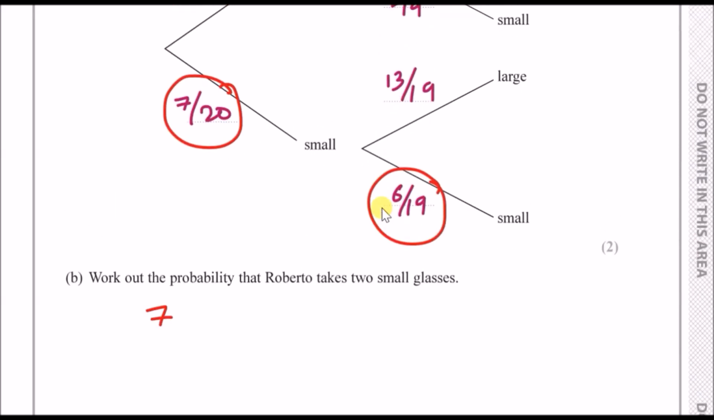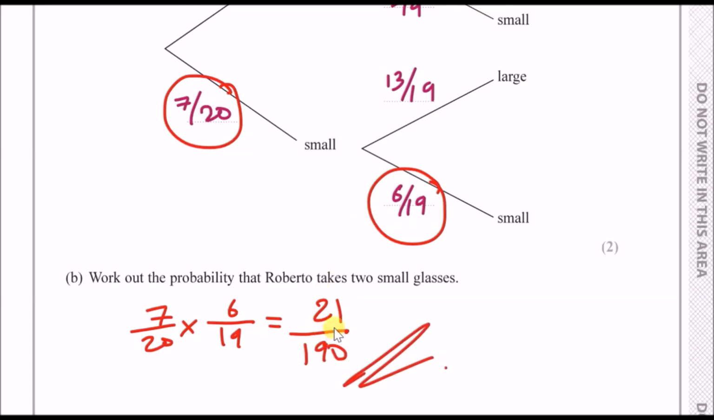So it'll be 7 over 20 times 6 over 19. And if you just put this in your calculator, you get 21 over 190. And yep, that's it.